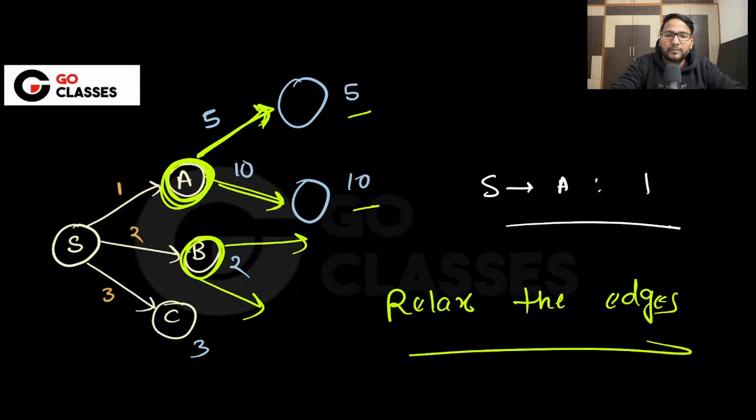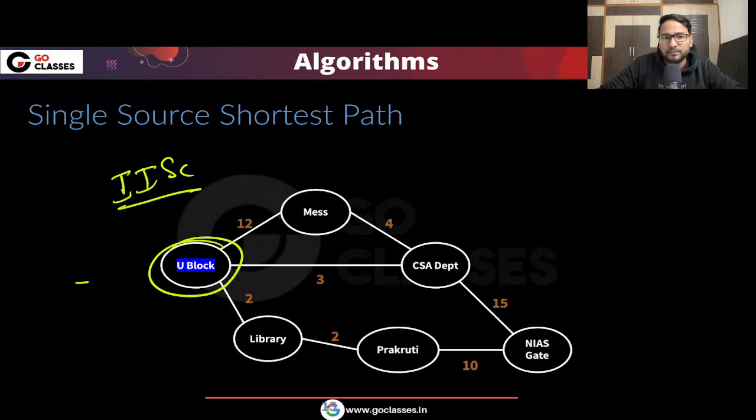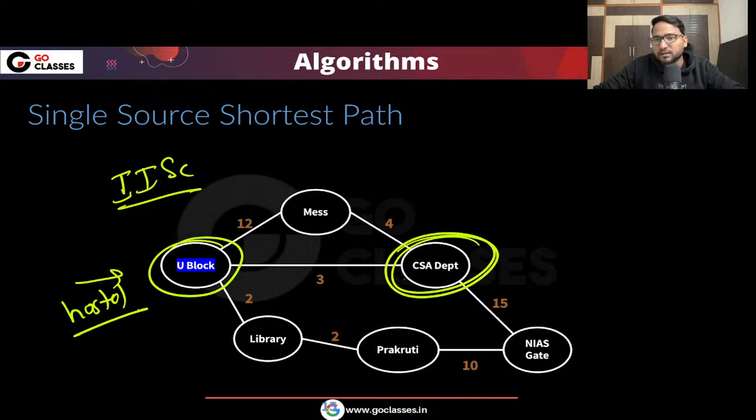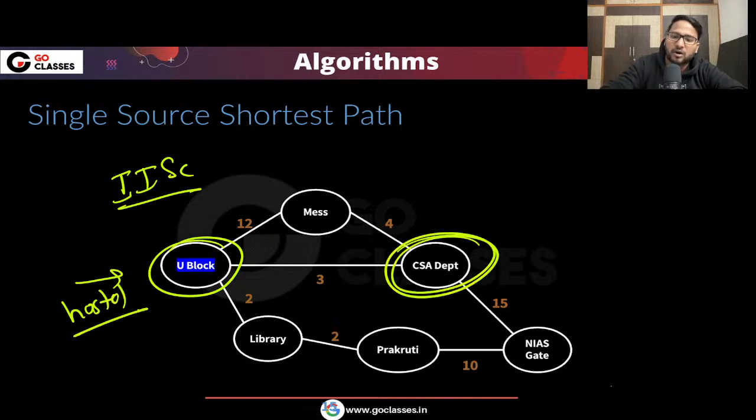Now let me basically work this Dijkstra on one of the graph, right? So let's suppose this is the graph that is of IISc, okay, Indian Institute of Science. This is U block, is one of the hostel there. Anyway, this is mess, this is our department, this is one of the place, NIAS Gate, Prakriti, library, and these things, right? So let's run the Dijkstra and let's see how it is working.